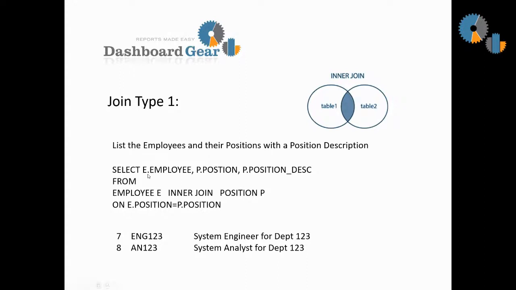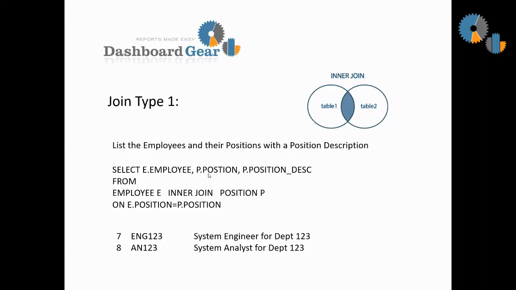So in this first example, I'm saying from employee, just like I did before, and then I put a space and the letter E. That's saying I want to refer to the employee table as E in this case. So E dot employee means I want the employee field from the employee table. And then I'm saying inner join position P, so it's aliasing the position table with a P. So it's P dot position. That means I want the position field from the position table. So it's the identifier of which table the field is coming from.